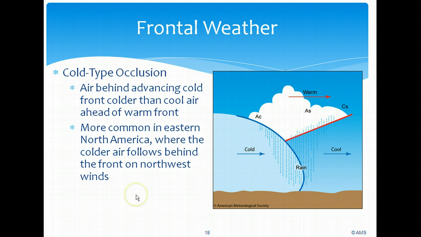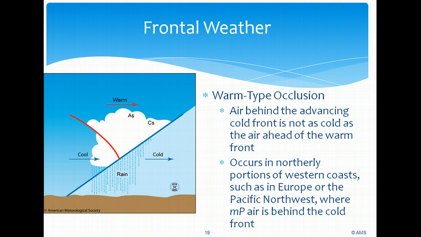Here's an example of a cold type occlusion. Cold air, cool, warm air in this region. And the next slide shows the warm type of occlusion, where air behind the advancing cold front is not as cold as the air ahead of the warm front, and this occurs in northerly portions of West Coast Europe or the Pacific Northwest.